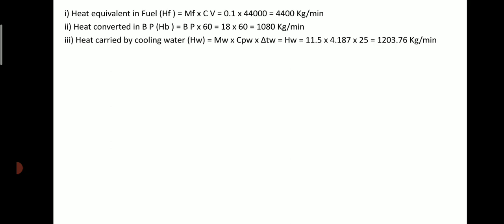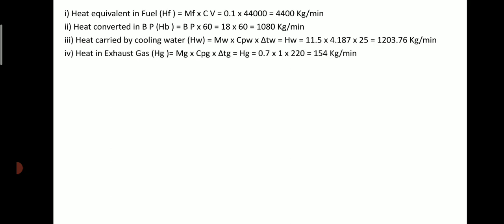Heat carried by cooling water, the formula is mass of water multiplied by specific heat of water multiplied by temperature rise of the water. So 11.5 is the mass of water, 4.187 is the value of Cp for water, and temperature rise is given as 25. After multiplication we get the value 1203.76 kJ per minute. This is the heat carried by cooling water.